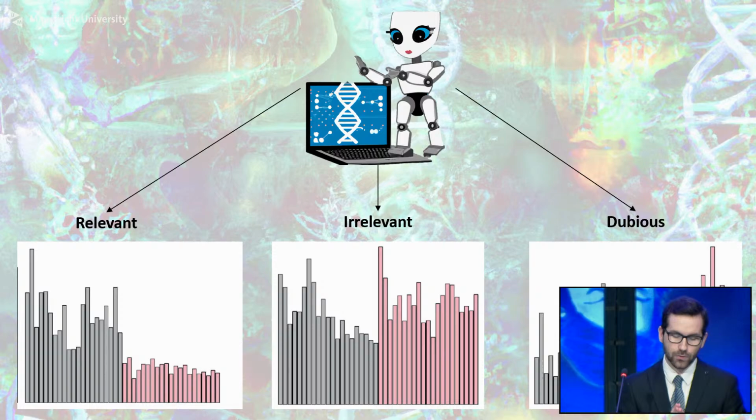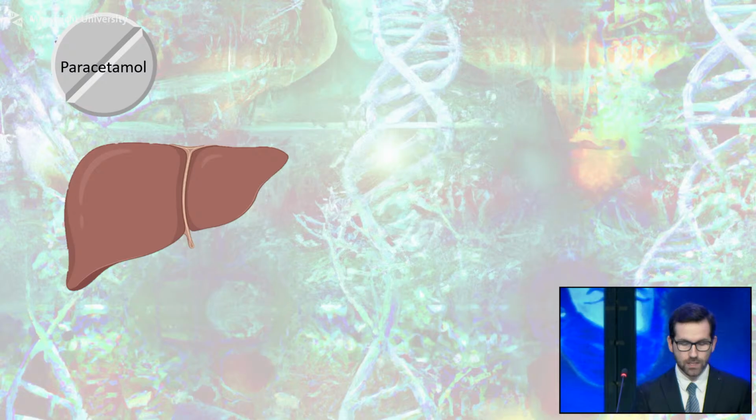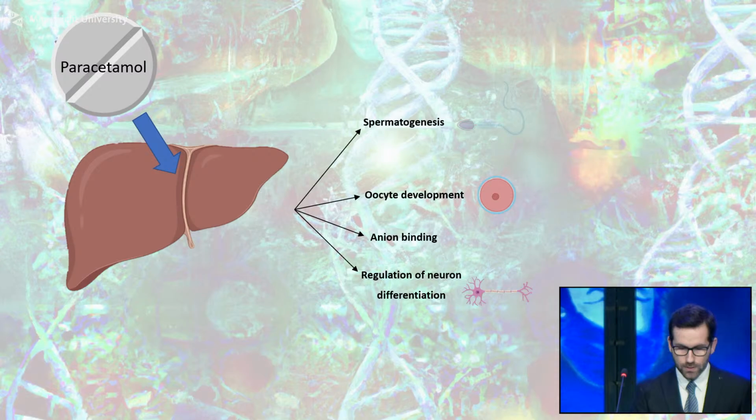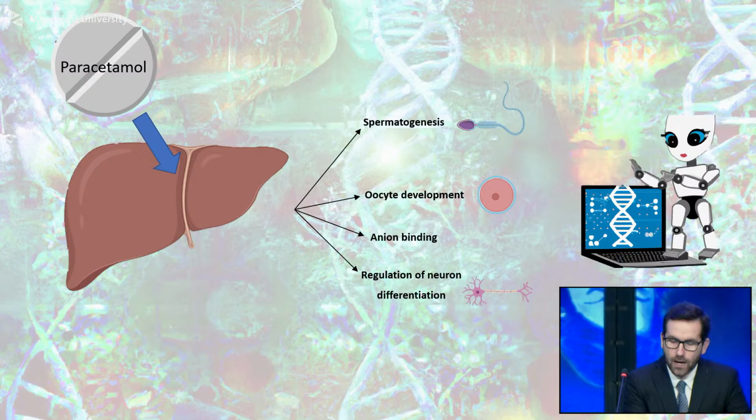To test this algorithm, I used data in which liver was exposed to paracetamol. Normally, when you analyze this data, you can also find which groups of genes are affected in these circumstances. So I did that first with the standard package analysis, and it showed some interesting results. It showed that genes related to spermatogenesis, oocyte development, and even regulation of neuron differentiation were affected in a significant manner. Instead, when I used the algorithm, AutoRel, there were some important changes.